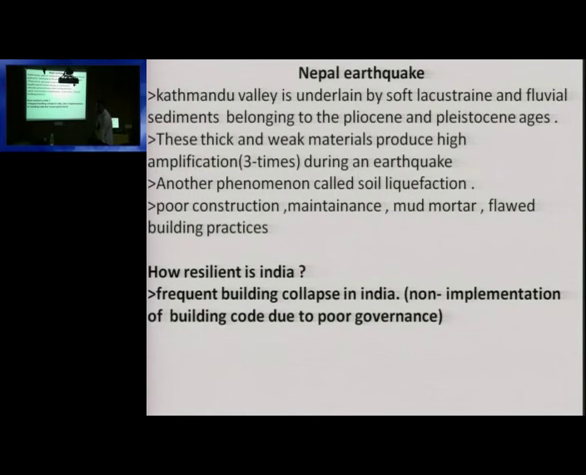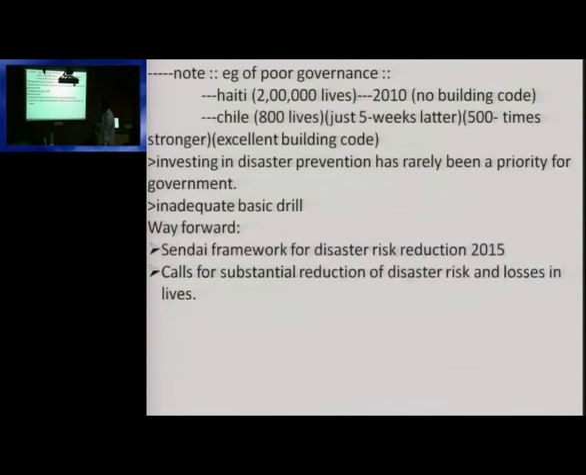How resilient is India? Because India also is very vulnerable to earthquakes. See, in India, without even an earthquake, a building collapses. So what will happen if there is an earthquake? There will be a tsunami of building collapse, okay? And why is that a problem? Because of non-implementation of building codes due to poor governance. This implication, I'll show you in the next slide.